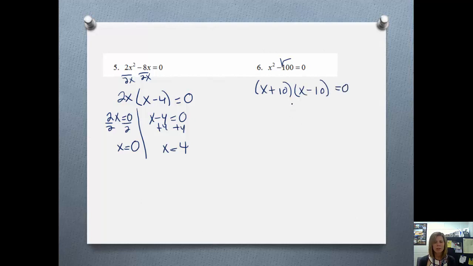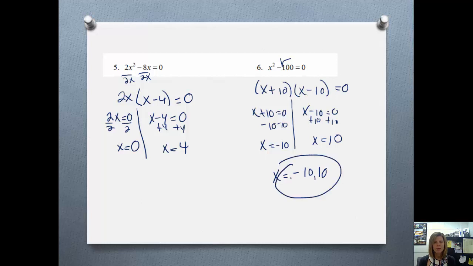If I use the zero product property, once again, unless you notice the fast way to do it, that's totally fine. I'm going to set each part equal to 0. And now to solve, I'll subtract 10. So I'll get x equals negative 10. I'll add 10. I'll get x equals positive 10. So you'll notice on this one, again, plus 10, the opposite of it was negative 10, minus 10, the opposite was 10. So this quadratic would touch the x-axis at negative 10 and at 10. Okay, so hopefully now you are comfortable and familiar with solving a quadratic equation by factoring.